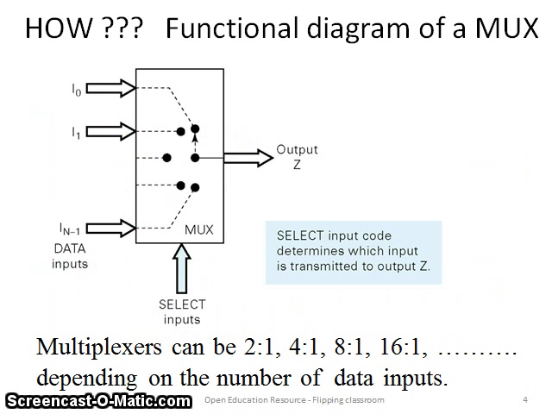How does a typical mux look? As we can see, we have n number of inputs, and there are some special inputs called select inputs. Depending on the status of these select inputs, the output is connected to any one of these inputs. These multiplexers come in the order of 2:1, 4:1, 8:1, 16:1, and so on.